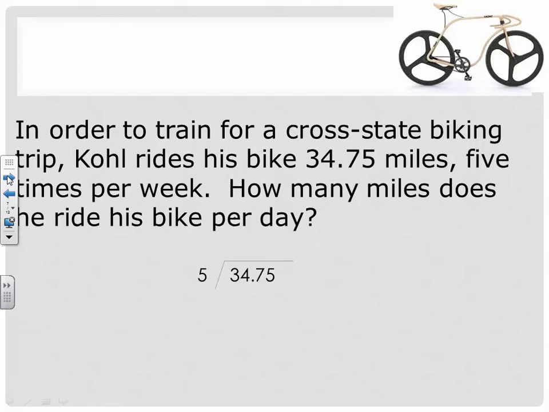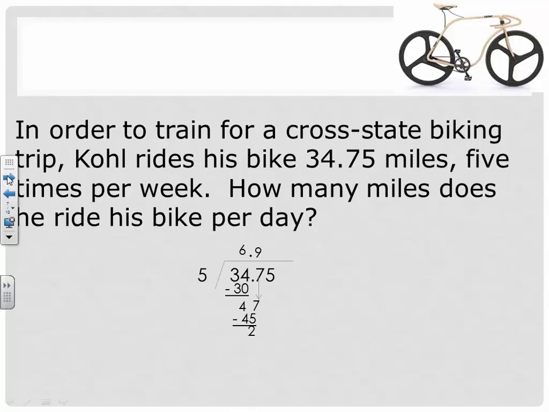All right, so I'm bringing my decimal in first, of course. 5 doesn't go into 3. 5 goes into 34 6 times. 5 times 6 is 30. If I subtract, I get 4. Now I'm going to bring down. Look at me showing that I'm bringing down. 5 goes into 47, excuse me, 9 times. 5 times 9 is 45.